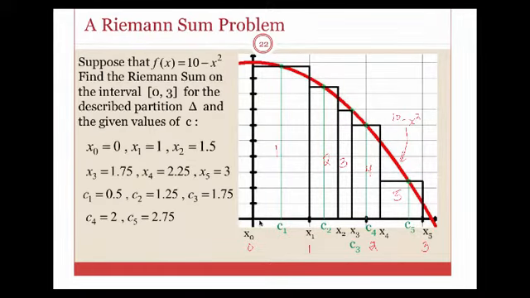All right, the first rectangle goes from x0 to x1. All right, x0 is 0, x1 is 1. So that has a width of 1. Okay, so our width is 1 times the height. Now notice the height we're getting from this c sub 1 value. All right, and where that hits the curve. All right, now look at your little legend over here. You're told c sub 1 is 0.5.